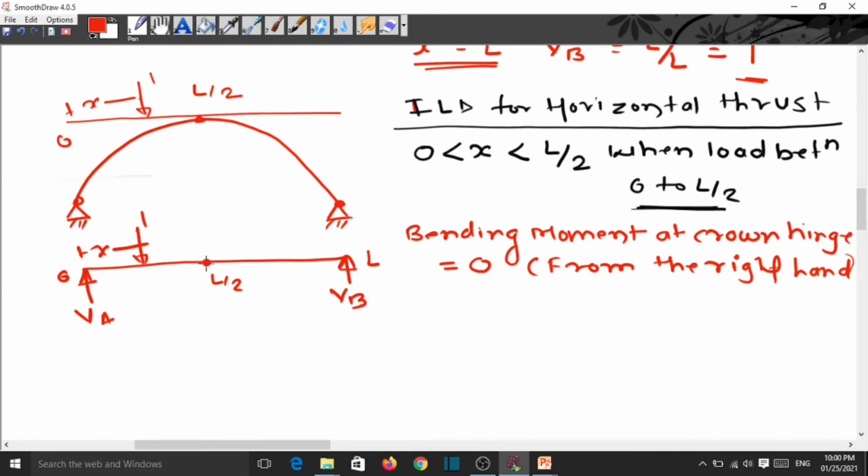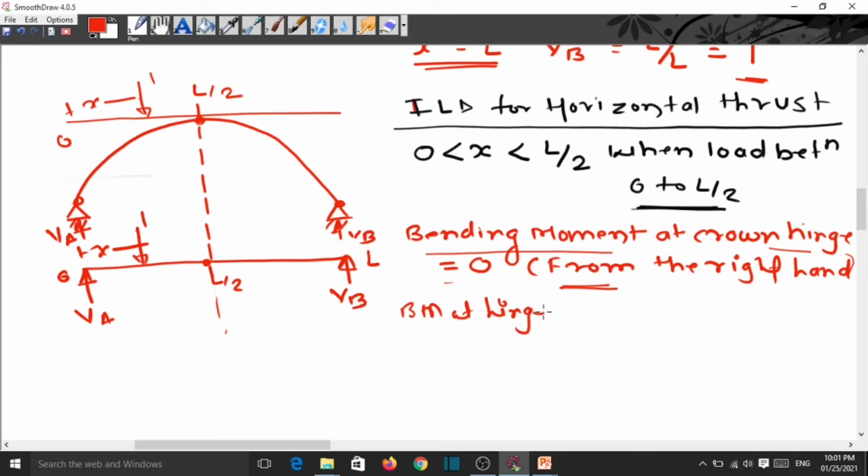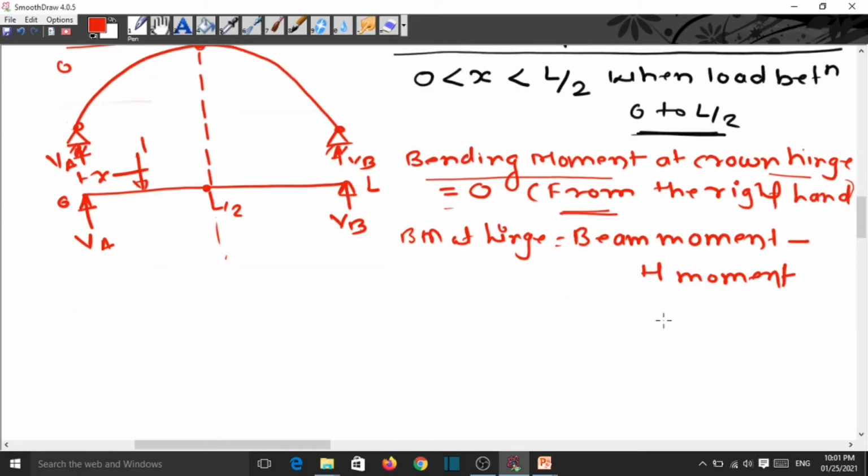But here we are taking the bend moment at this hinge, but from the right side. This is the VA and this is the VB, the reactions. So the bend moment at the crown hinge is equal to 0, because at the hinge the bend moment is 0, but we are considering the right hand side. The bend moment at hinge is equal to the beam moment minus the H moment, and that is equal to 0.